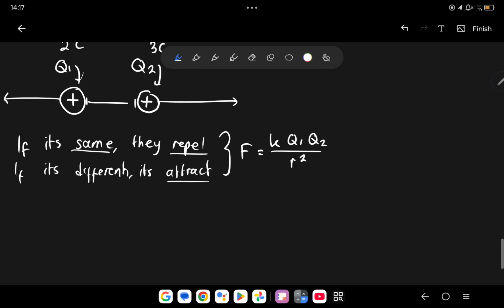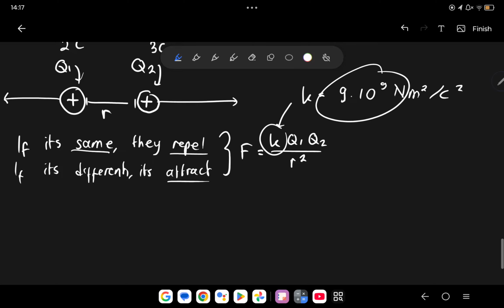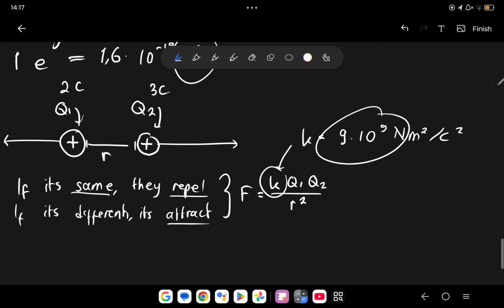between the charges. That's R. Remember, it's squared, R squared. And K here is a constant, where K is defined as 9 times 10 to the power of 9 Newton meters squared per coulomb squared. Don't mind the unit, it's just there, but just remember this number, 9 times 10 to the power of 9.